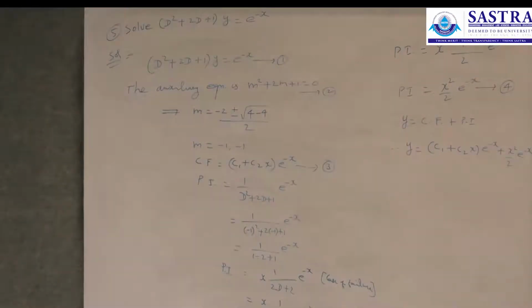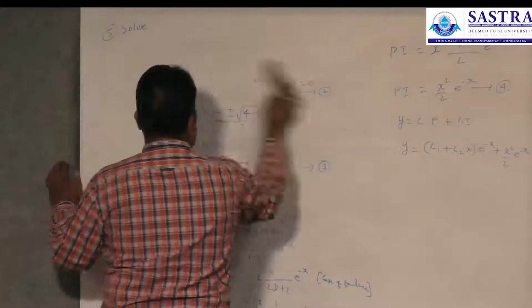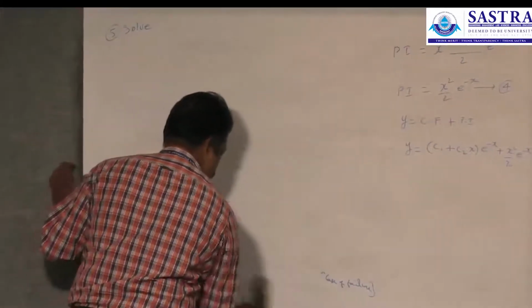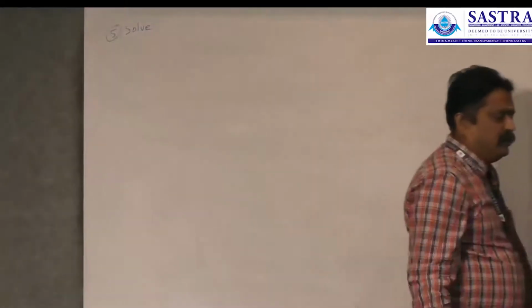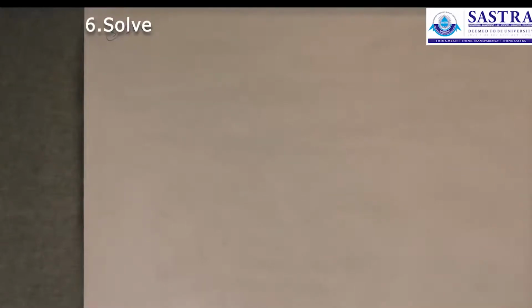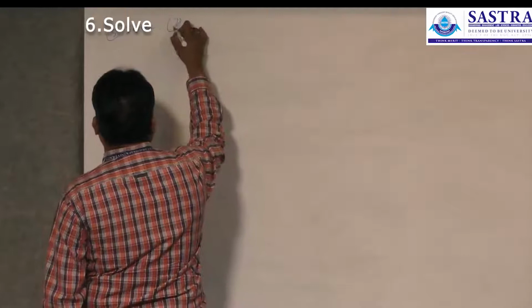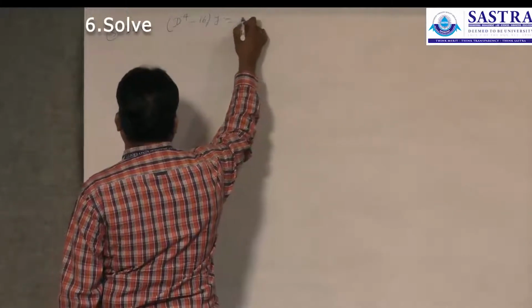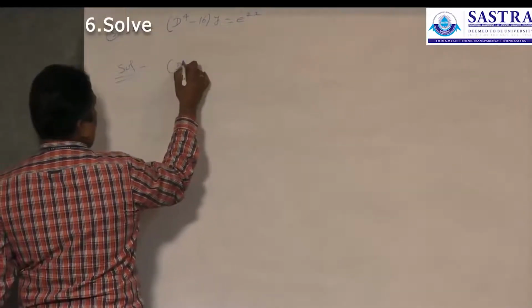Now the next problem is (D power 4 minus 16) y is equal to e power 2x. I think it's problem number 6. Solve problem number 6: solve (D power 4 minus 16) y equal to e power 2x. Write down the given equation.